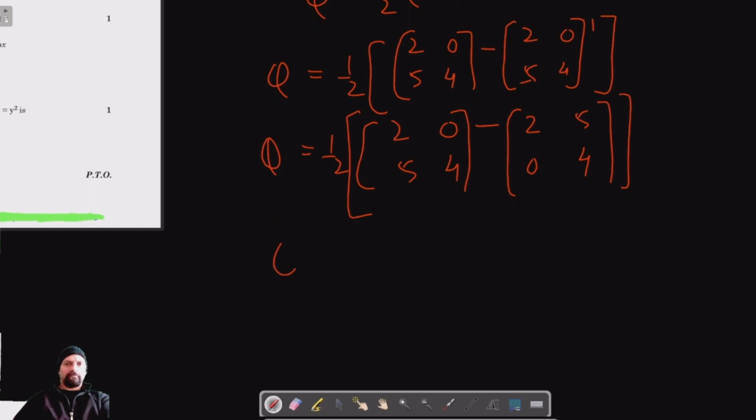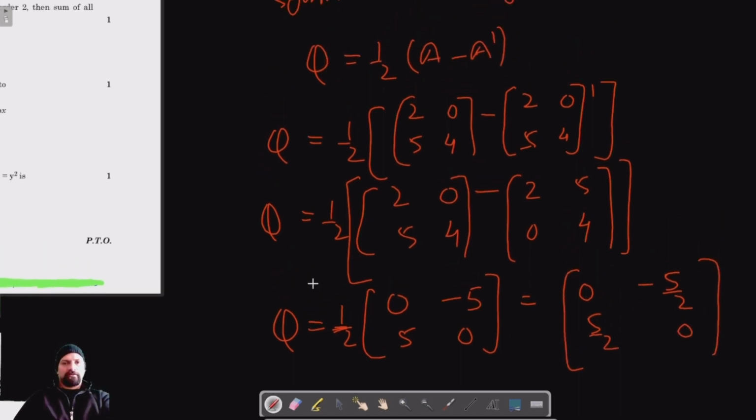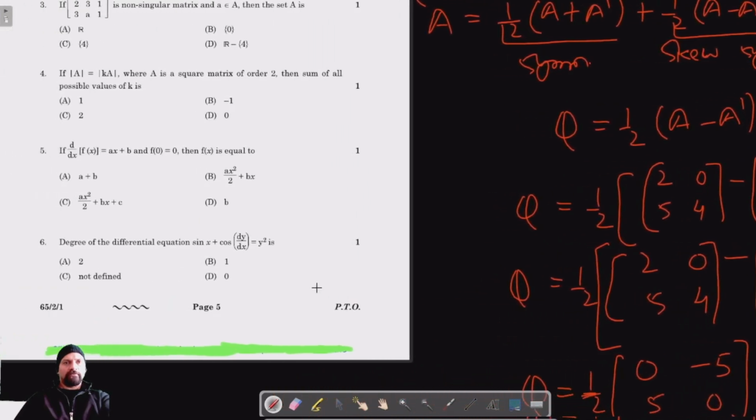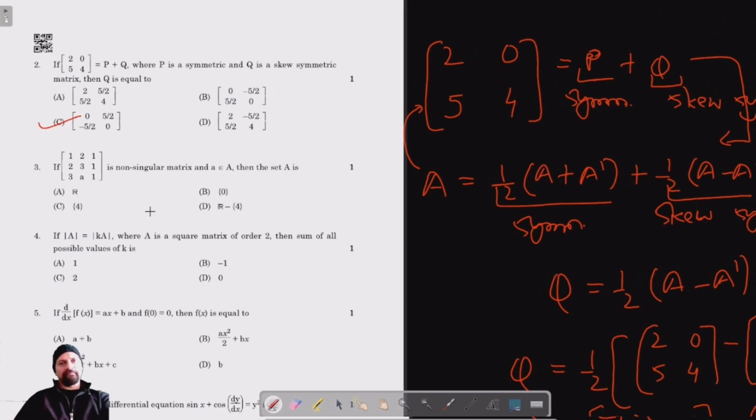All right, so we have Q is equal to half of 2 minus 2 is 0, 0 minus 5 is minus 5, 5 minus 0 is 5, 4 minus 4 is 0. Which gives us [0 minus 5 by 2; 5 by 2 0]. So Q is equal to [0 minus 5 by 2; 5 by 2 0], and our option is C. Moving on to question number 3.